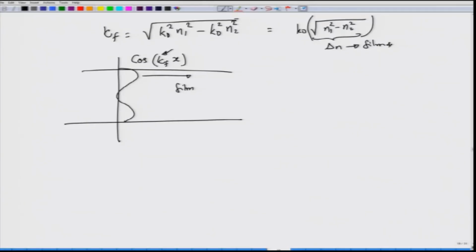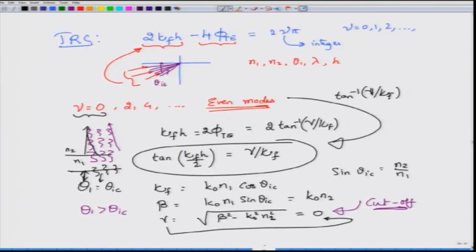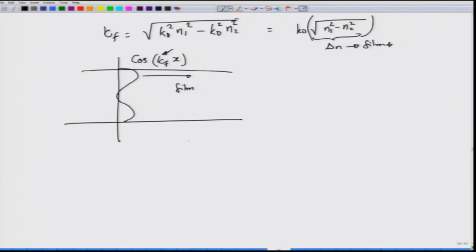So, this is what happens at the interface, and what we have just shown is that the condition for the cutoff for any particular mode is that gamma must be equal to 0. Now, if I substitute the cutoff condition into the transverse resonance condition for even modes, which I have written out here, what you would find is a very interesting expression. So, I have tan kappa f h by 2 equal to 0. I will write CO to denote that this is a cutoff that we are considering.